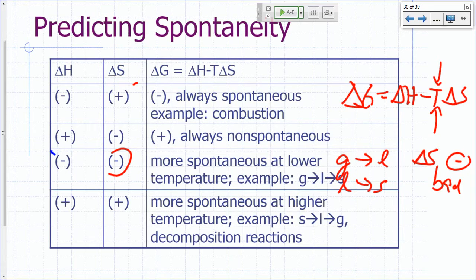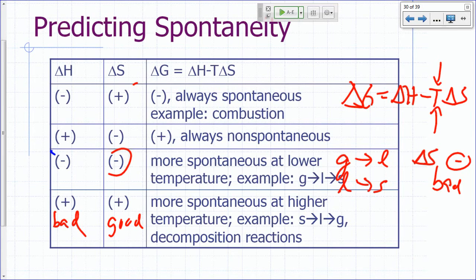So that's why it snows in the winter. When the temperature is colder, liquid water turns to ice. It doesn't snow in the summer. Okay. Now, if delta S is positive, then that's good.